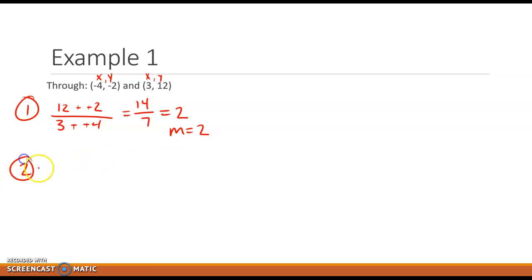Step 2, I'm going to take my slope, the fact that m equals 2, and I'm going to pick a point. It doesn't matter which point. I'm going to go with 3 and 12 because they're positive. You with me? So x is 3, y is 12. But I very much could choose that x is negative 4 and y is negative 2. Either one will work. I just have to pick a point.